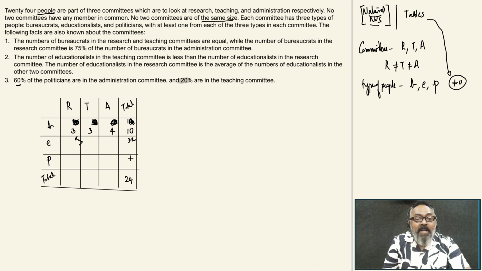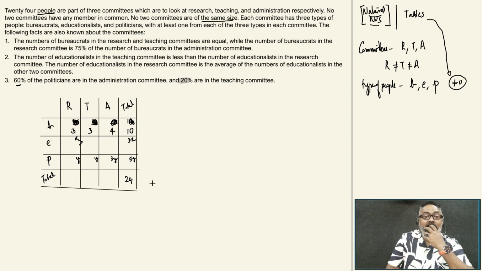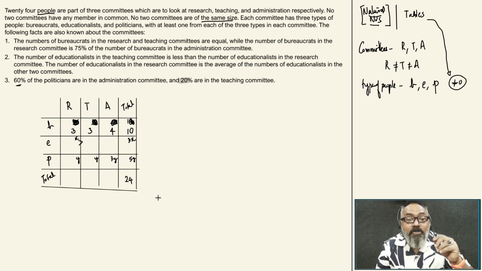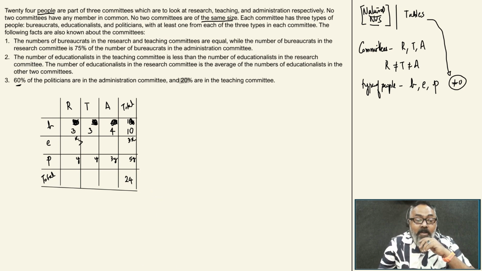Now since I've taken 5x, let's take 5y here, which means 60% of the politicians are in the administration committee. This becomes 3y. 20% are in the teaching committee. That becomes y. The total is 5y. This is y, this is 3y, which means this also has to be y. Okay, now can we just use natural numbers? What are the values that this can take? It has to be a multiple of 5.